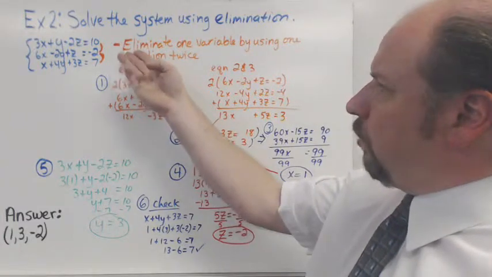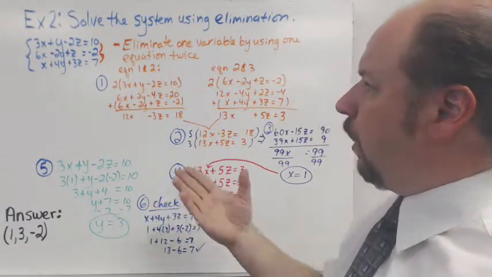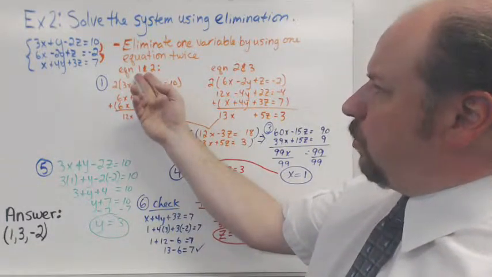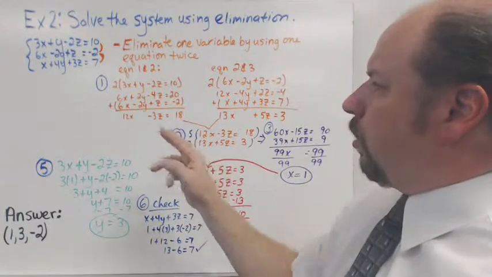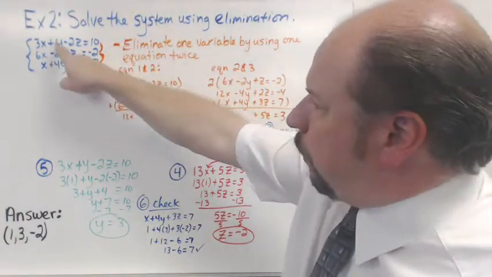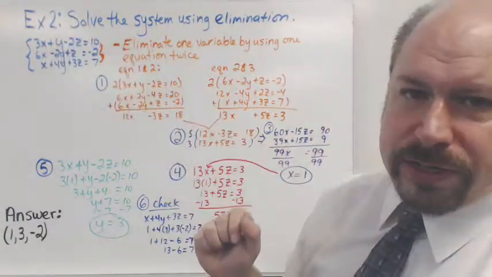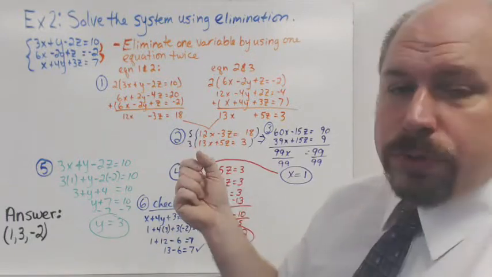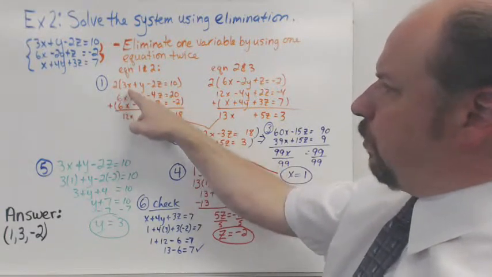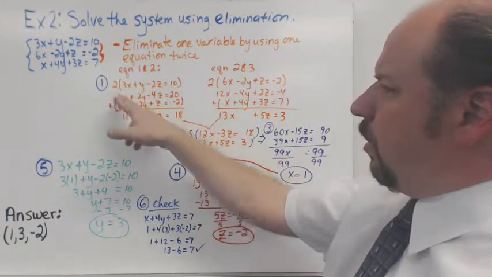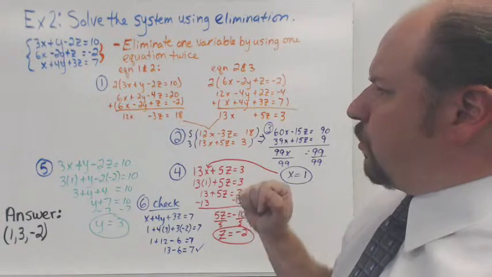So the first thing we're going to do is eliminate one variable by using one of the equations twice. I'm going to use equation 1 and 2, and I'm going to eliminate the y's. So notice for 1 and 2, we have 1y and -2y. So I have to get this top one so that the y is 2. Let's multiply through that equation by 2. So 2 times 3x plus y minus 2z equals 10. When we distribute that 2 on through, we get 6x plus 2y minus 4z equals 20.